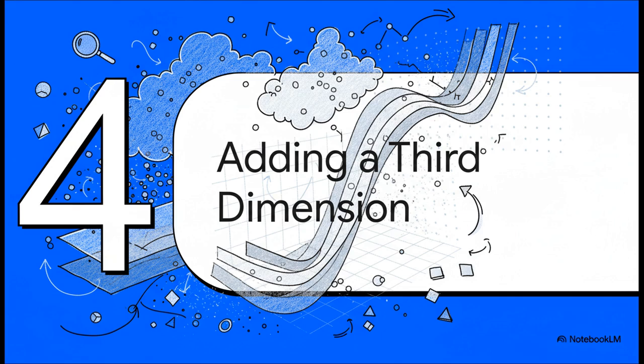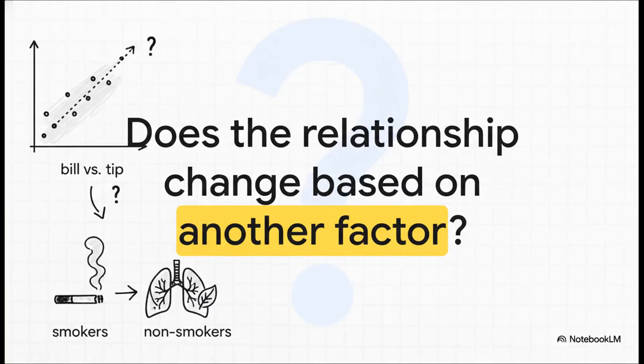The real power of statistical visualization is when you start adding more layers of information, and Seaborn makes this unbelievably simple. So we've got our scatter plot showing the bill versus the tip, but is that the whole story? I mean, does this relationship hold true for everyone? For instance, do smokers and non-smokers tip any differently? How could we even show that on our 2D plot?